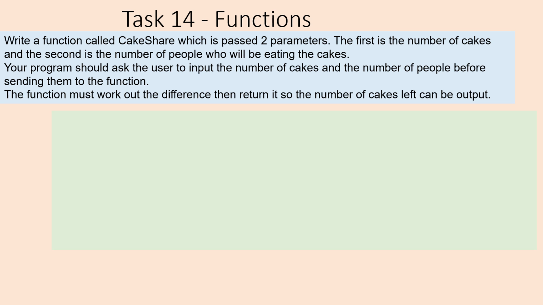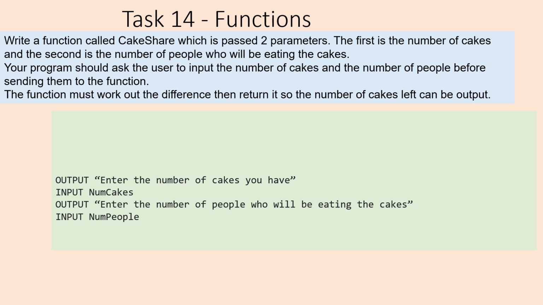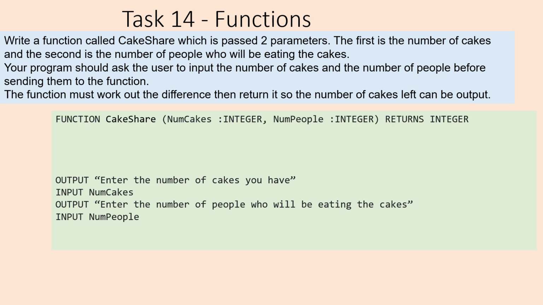Write a function called cake share, which is passed two parameters. The first is the number of cakes, and the second is the number of people who will be eating the cakes. Your program should ask the user to input the number of cakes and the number of people before sending them to the function. The function must work out the difference and then return it so the number of cakes left can be output. So the first thing we need to do is ask the user to input the number of cakes and the number of people. So we've done that. Now we can create our function.